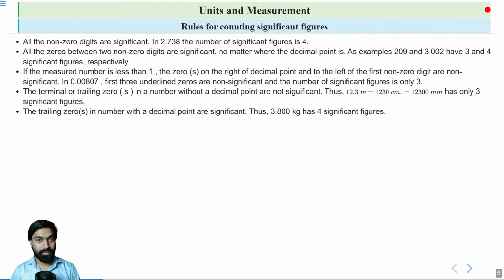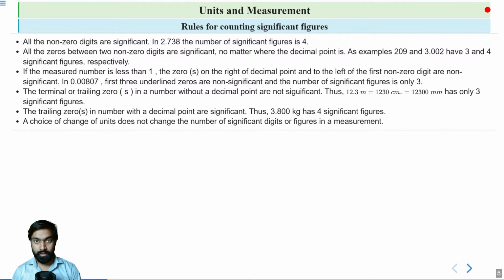The trailing zeros in a number with a decimal point are significant. Thus, 3.800 kg has four significant figures. A change of units does not change the number of significant digits or figures in a measurement. So, if the unit changes, suppose meter to centimeter, centimeter to mm, the significant figures remain the same. It does not change.